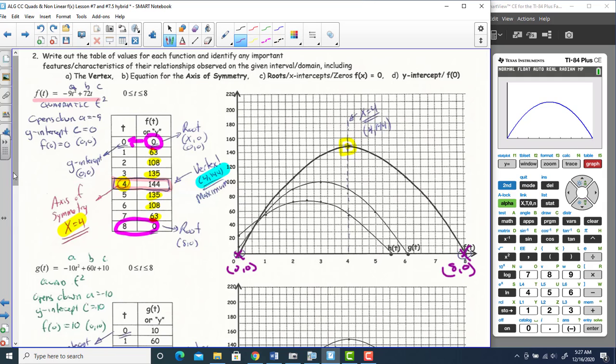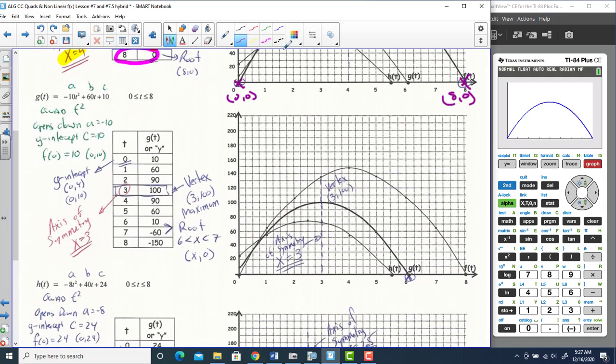If we did the same thing for g of x, ladies and gentlemen, we'd be able to observe the table of values, and we would see that at 3 seconds it reaches its maximum height. We're able to determine that in the table because we see the symmetry, or the same measured amounts on either side.